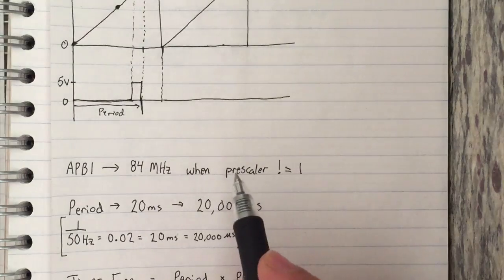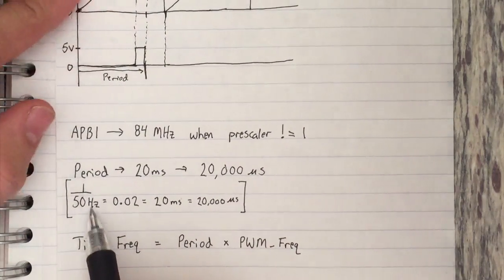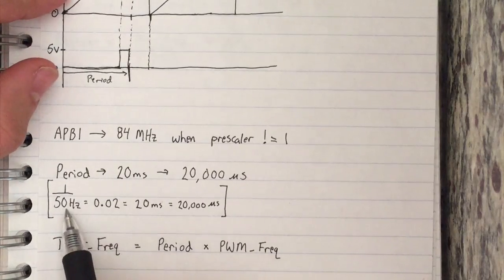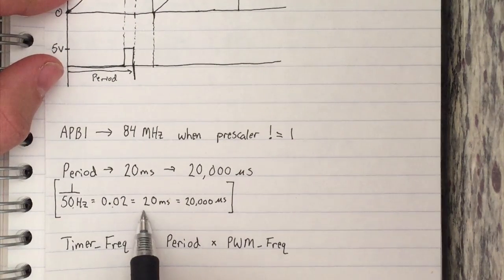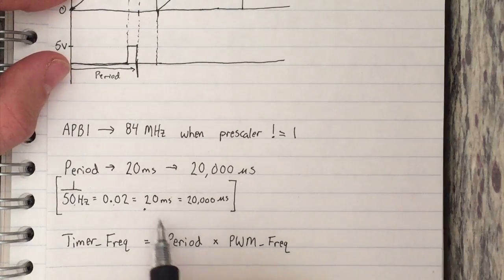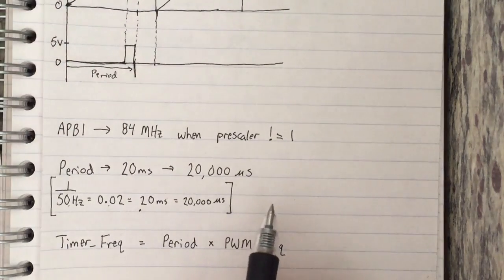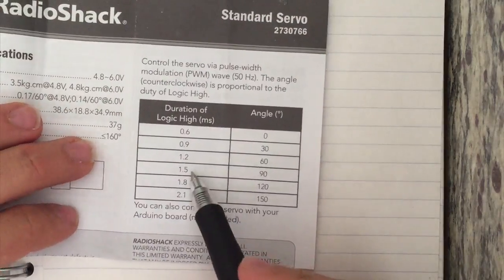And now if we want to relate that to millisecond time, it's essentially 1 over the frequency, which is going to be the period. So 1 over 50 hertz gives you 0.02, which is 20 milliseconds. But what we're going to do here is convert this 20 milliseconds into microseconds, so that we can get a finer precision when we're trying to adjust these values here.